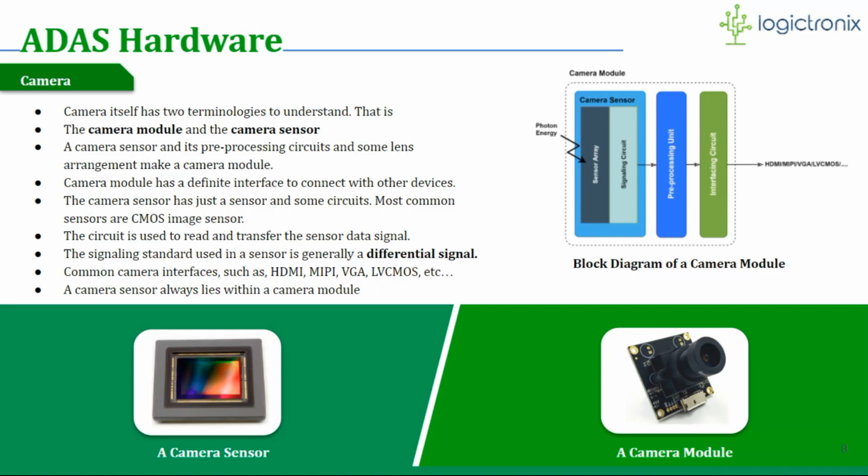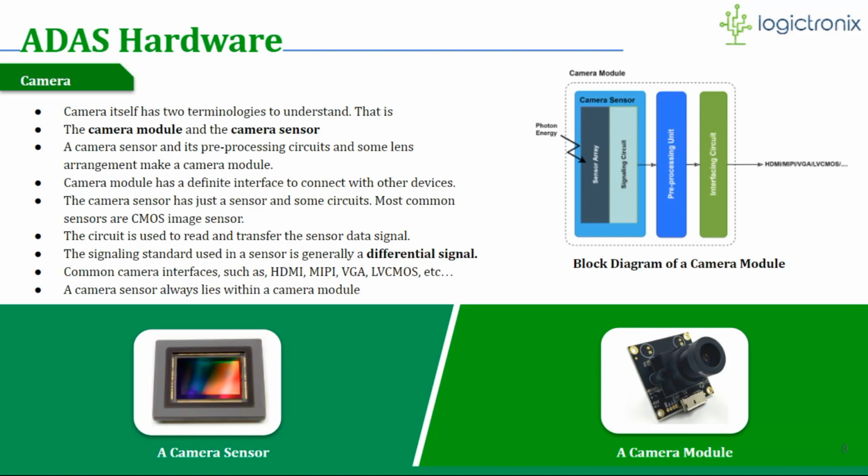When we talk about the camera itself, it has 2 terminologies to understand: camera module and camera sensor. When there is a camera sensor with its pre-processing circuit and some lens arrangement, it is called a camera module. It has a defined interface to connect with other devices. The camera sensor means just a sensor in some microcircuits. The most common sensors are CMOS image sensors.